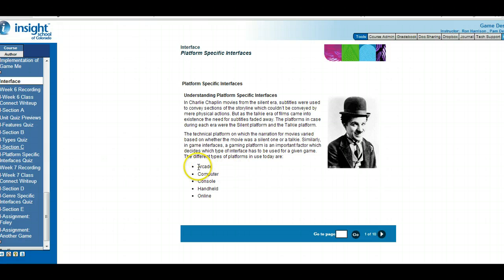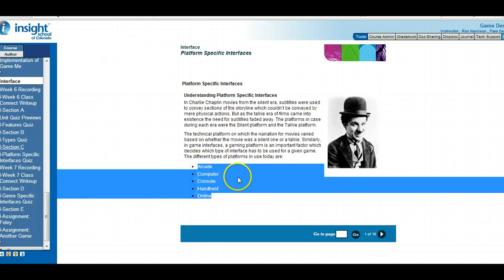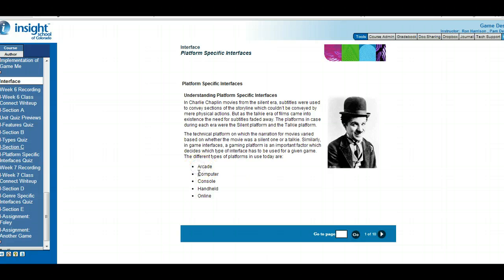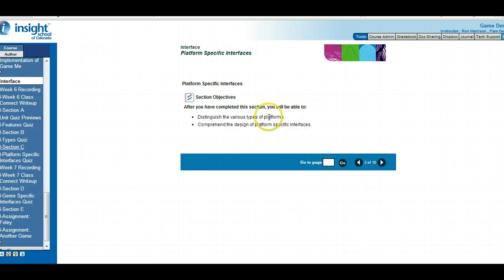Well, if we look at games, there are essentially 5 ways games are played. There's still the old arcade games. There are pinball games, there are computer games, so PC type games, console games, like your Xbox and those types of things, handhelds, and then online games, which are played through a computer or through some of these other devices, but it is done online, so it's a little bit different. So those are the 5 types of platforms used today. So we're going to look at various types of platforms and comprehend the design of platform-specific interfaces.